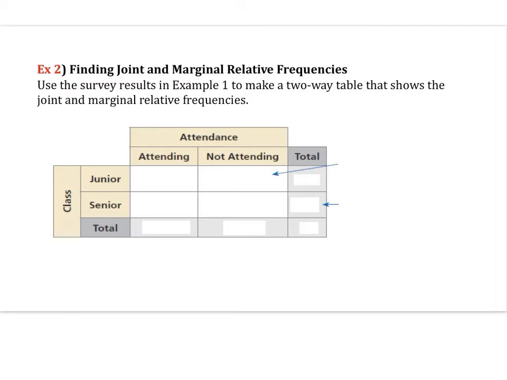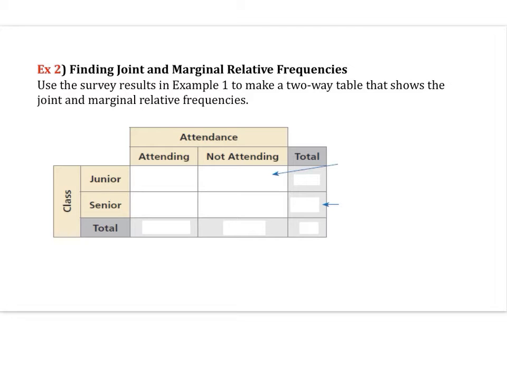All right, our example 2 is finding joint and marginal relative frequencies. We're going to use the survey results in example 1 to make a two-way table that shows the joint and marginal relative frequencies. So to find the joint relative frequencies, you need to divide each frequency by the total number of students in the survey.